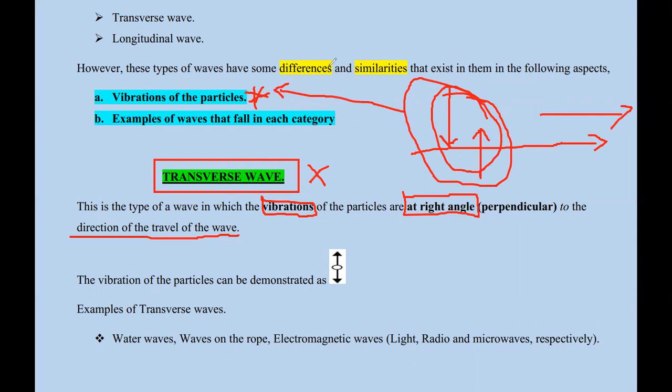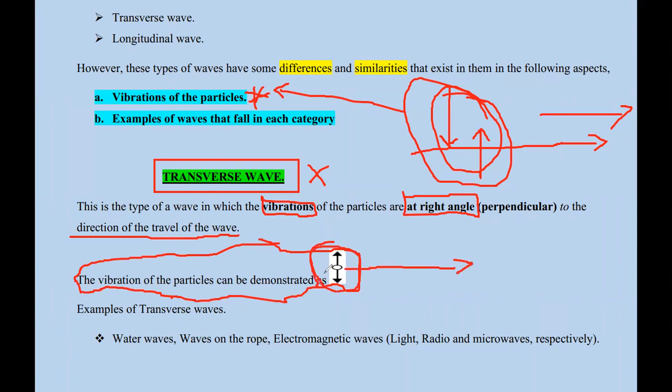Now, they like asking such questions. How do you show the vibration of the particles in a transverse wave? So I drew it somewhere here so that we can understand what this means. This is talking about the vibration of the particles as the wave is going either that way or that way. But the truth of the matter is that the vibration has to be at 90 degrees, right angle, or perpendicular. So in your definition, you make sure that the perpendicularity comes out when you're talking about the transverse wave.